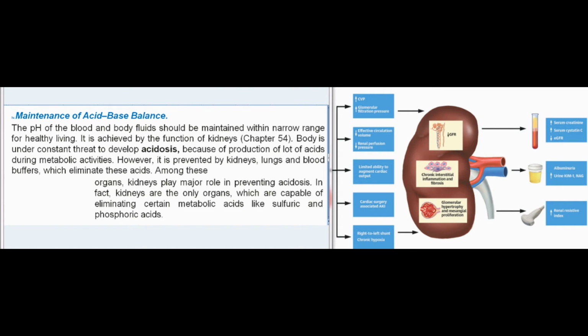Maintenance of acid-base balance. The pH of the blood and body fluids should be maintained within narrow range for healthy living. It is achieved by the function of kidneys, Chapter 54. Body is under constant threat to develop acidosis, because of production of lot of acids during metabolic activities. However, it is prevented by kidneys, lungs, and blood buffers, which eliminate these acids. Among these organs, kidneys play major role in preventing acidosis. In fact, kidneys are the only organs which are capable of eliminating certain metabolic acids like sulfuric and phosphoric acids.